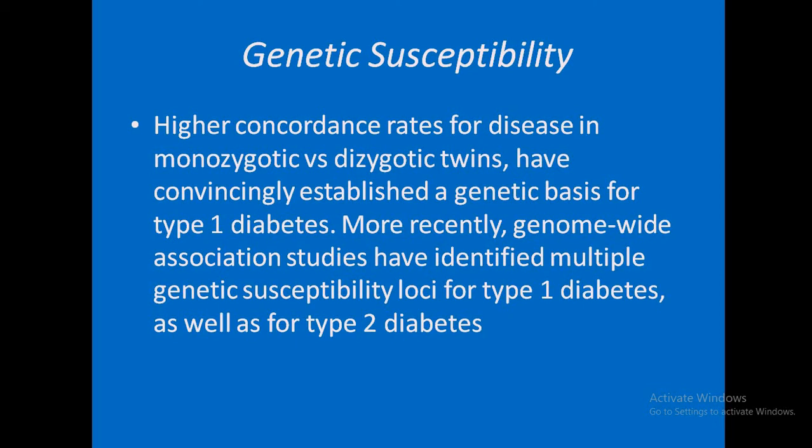Genetic susceptibility. There is a higher concordance rate for the disease in monozygotic versus dizygotic twins, and this has been convincingly established in type 1 diabetes. Moreover, genome-wide association studies, known as GWAS, have identified multiple genetic susceptibility loci for type 1 as well as for type 2.